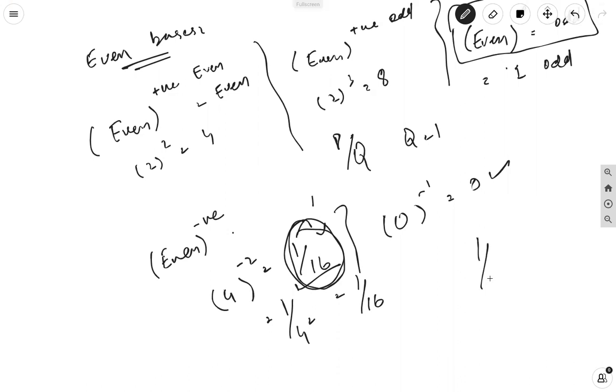There is no such term as 1/0 in GRE. In actual math, this is infinity, but for GRE, we don't consider such terms.